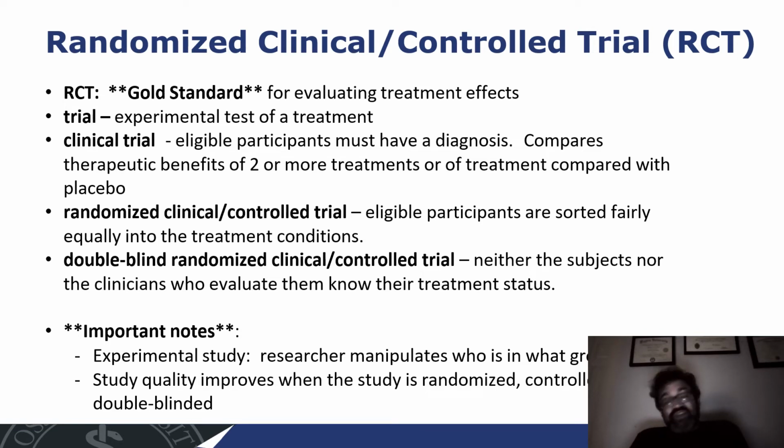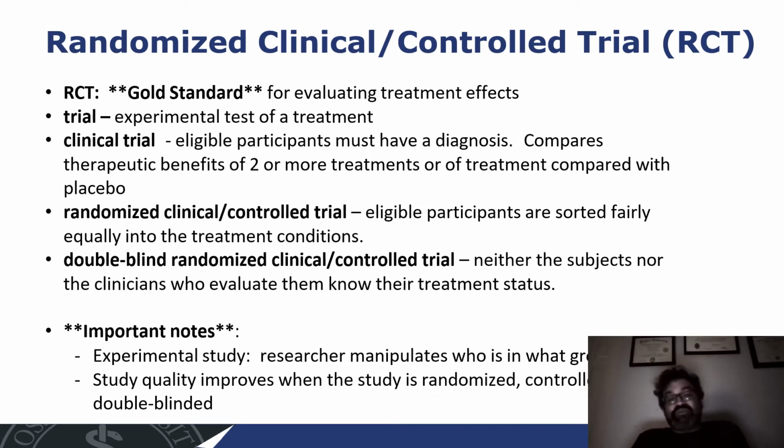So I just again read off this list of definitions, which are wonderful. I think understanding the randomized clinical controlled trial is important, because what it does is remove bias by equally placing participants into the treatment conditions. Now, in double-blind randomized clinical controlled trials, neither the subjects nor the clinicians who evaluate them know their treatment status.